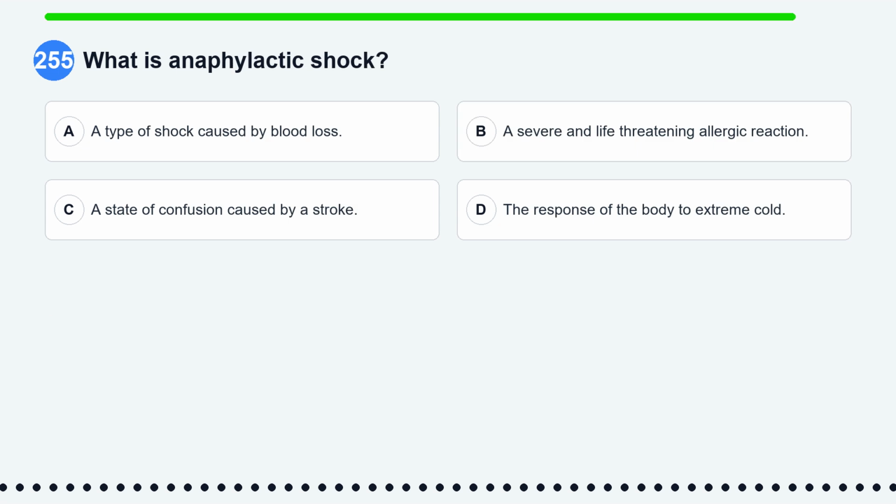Question 255. What is anaphylactic shock? Option A, a type of shock caused by blood loss.